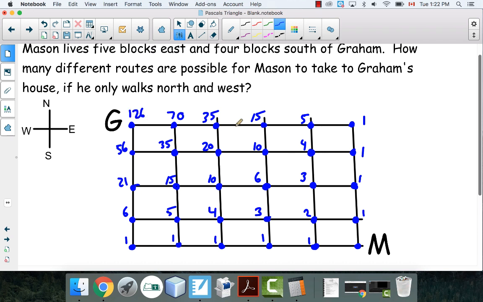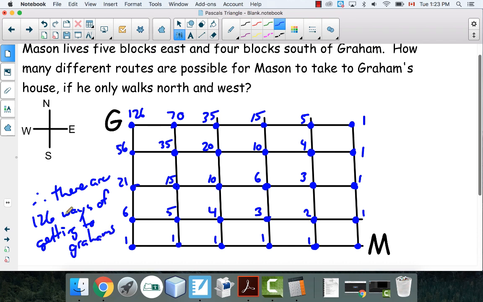So that's how you fill this out. You sort of progress your way from the M to the G. You got to watch the wording of these questions, make sure they're worded properly. And once you draw your grid, you should be able to solve this. So therefore, there are 126 ways of getting to grams.